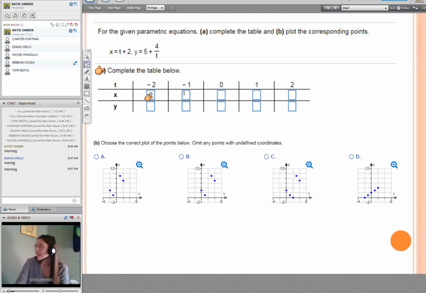Okay, and as I see the table starting to fill in, I will go ahead and put the ordered pairs underneath them just to verify our responses here.